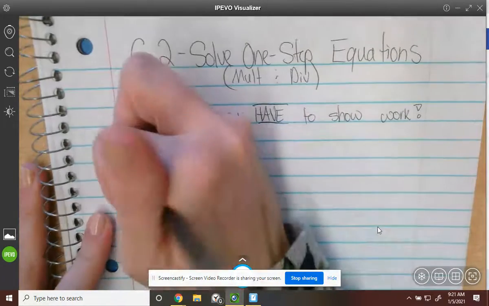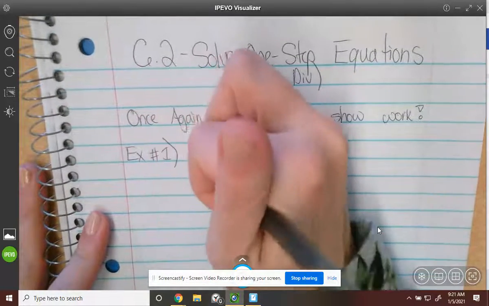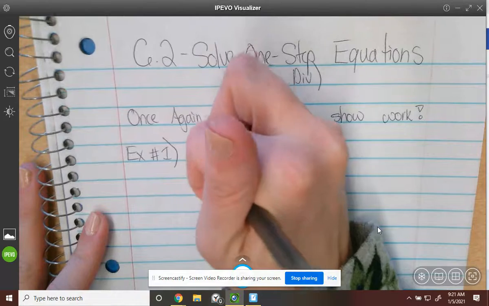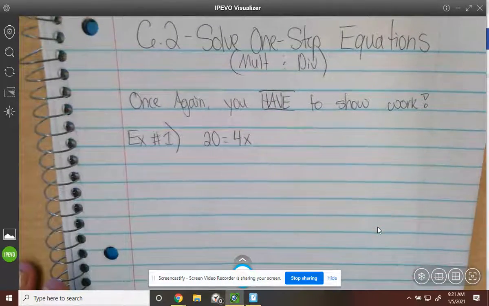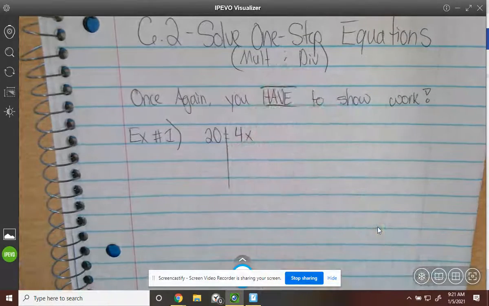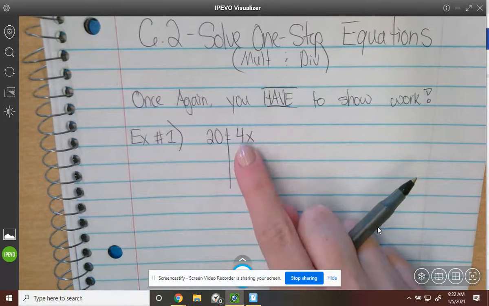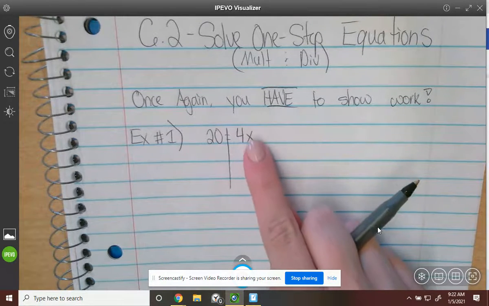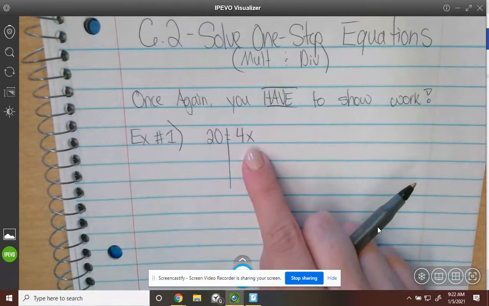So pretty straightforward. Example number 1, we got 20 equals 4x. Okay? So we're going to draw our line, same thing that we did yesterday. What do we want by itself? We want to get x by itself, but the 4 is in the way. How is the 4 attached to the x? It's being multiplied. Okay, that's probably one of the hardest things for people to see.